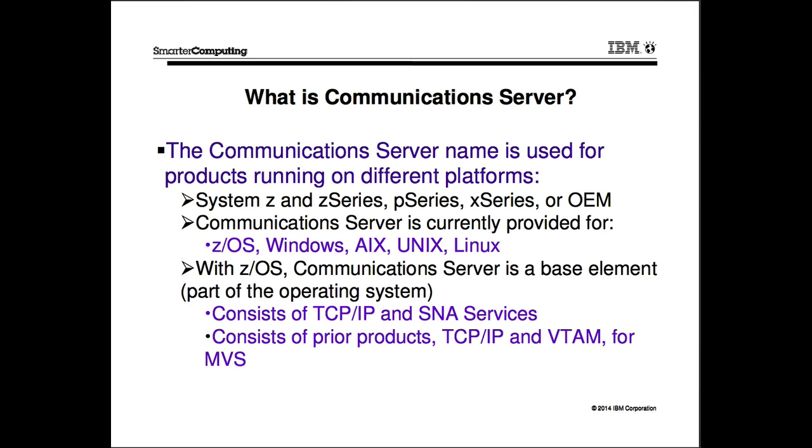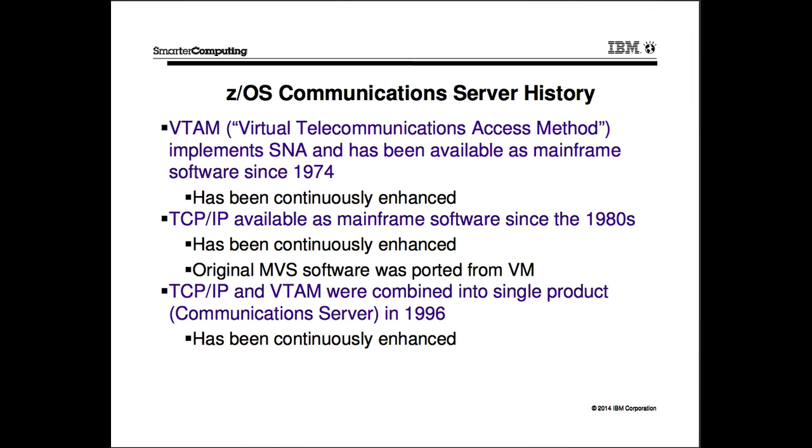So within z/OS, communication server is a base element, which means it's part of the operating system. When you buy the z/OS operating system, the communication server comes with it, and it consists of TCP/IP and SNA services. Also, the communication server is the merger of two prior products, TCP/IP for MVS and VTAM. Those were separate products up until about the early 1990s, and then they were merged into the single communication server product. That history is good to know because it explains some of the structural things about communication server that may not seem to make sense otherwise.